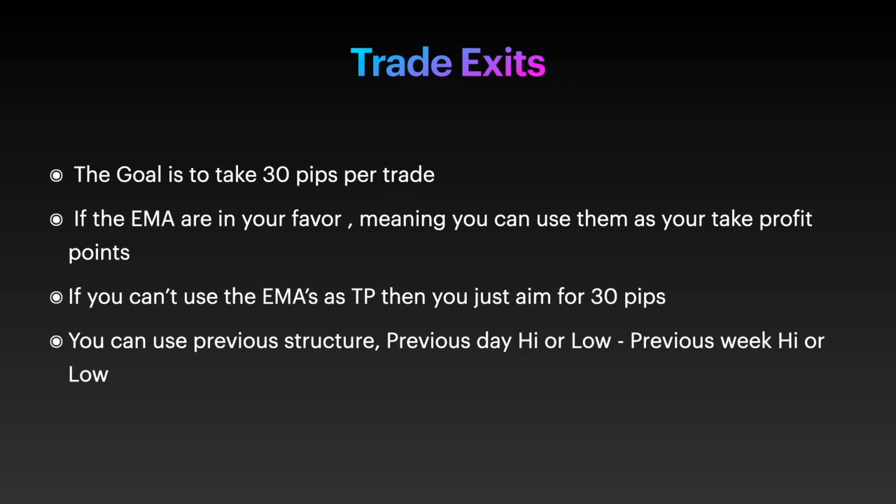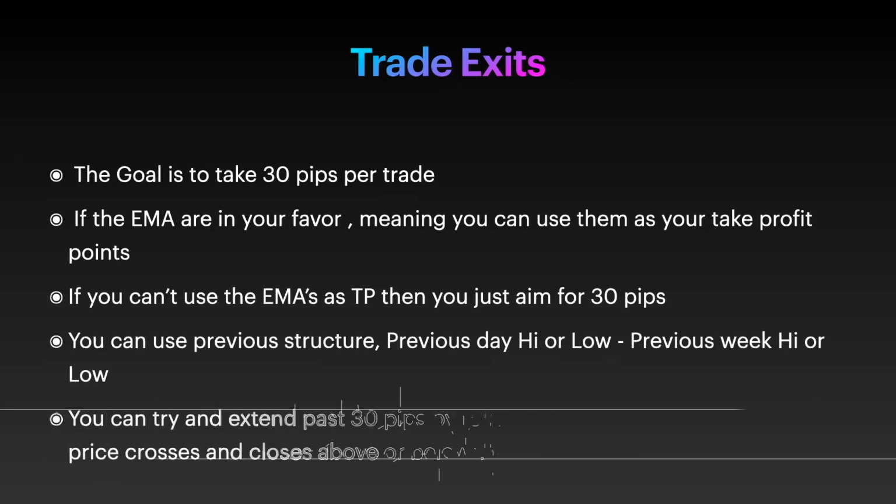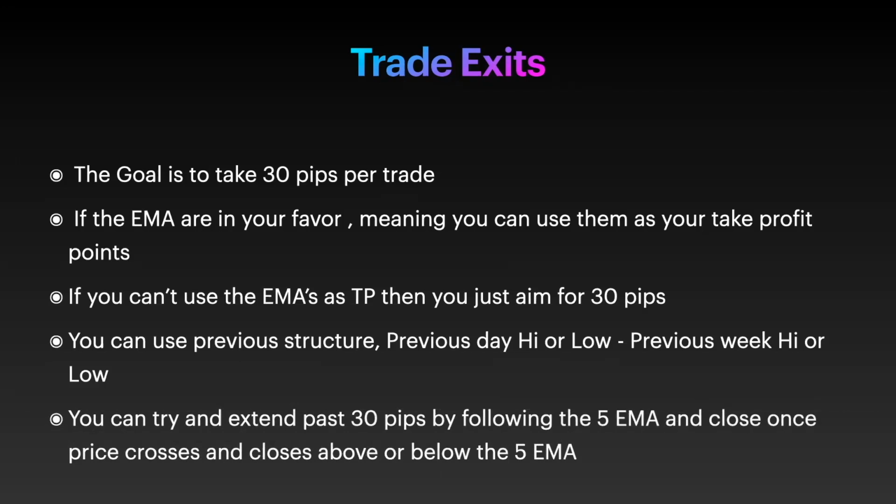In reverse. If you want to try to ride out as much of the trade as possible, meaning you want to go past more than 30 pips on a trade, you can do this by following the 5 EMA. And once it closes above or below the 5 EMA, then you can close out your trade. So meaning if you're in a sell, you'll notice that price action is also below the 5 EMA. And typically it'll just keep staying below the 5 EMA until it comes back up and it closes above it. If you're past 30 pips at that point, just take profit.